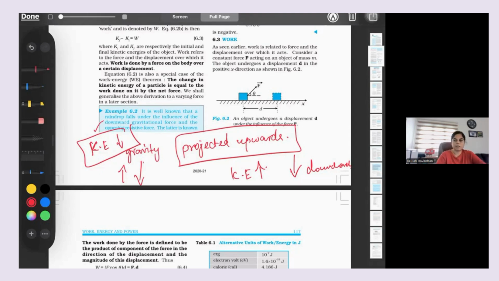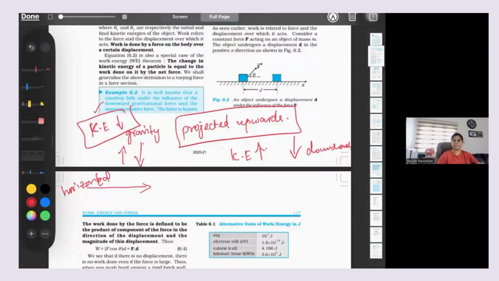So do copy in your notebook and then do copy another example also. When an object moves on a rough horizontal surface. This is horizontal surface. When an object moves on a rough horizontal surface, friction force acts opposite to the direction of motion. Which will act opposite to the direction of motion? Frictional force. So friction force acts opposite to the direction of the motion.